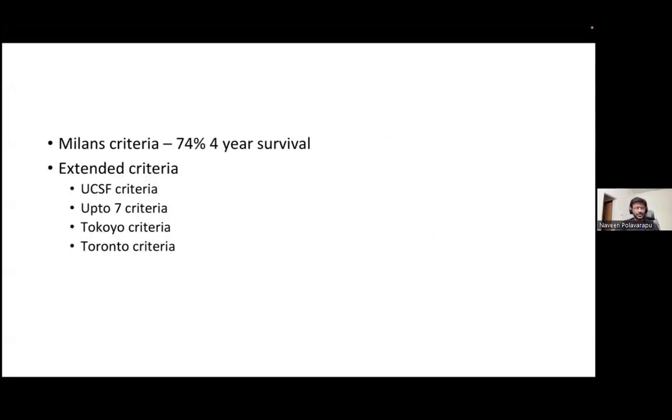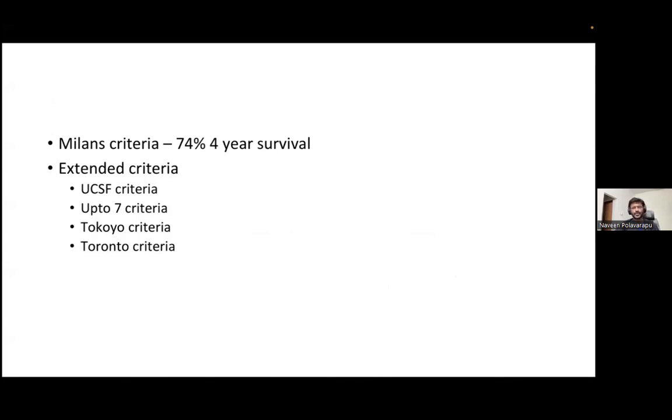So for HCCs, you know that the Milan criteria is what we generally use, which has been used for a long time, almost from the 1990s. They have an average 4-year survival rate of 74%. The 1-year survival rate is about 95%, and the 4 to 5 year survival rate is about 70%.